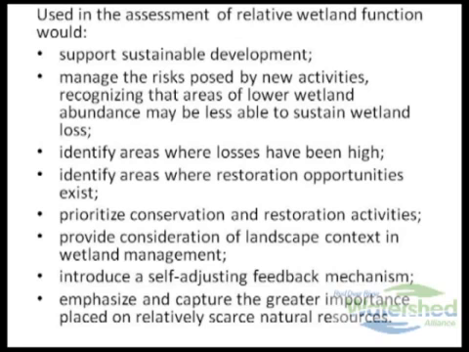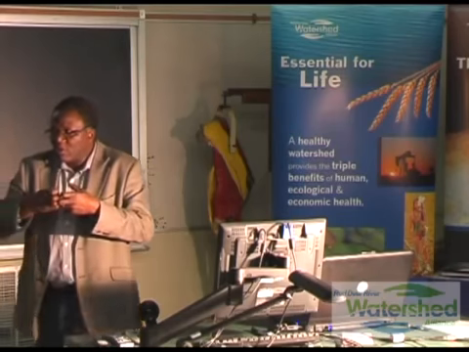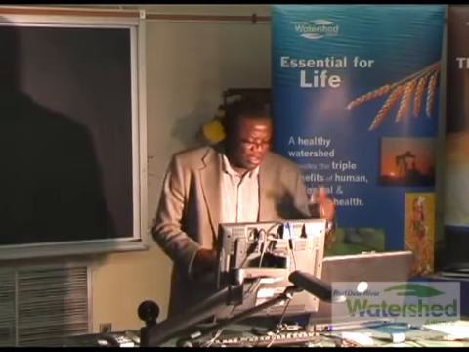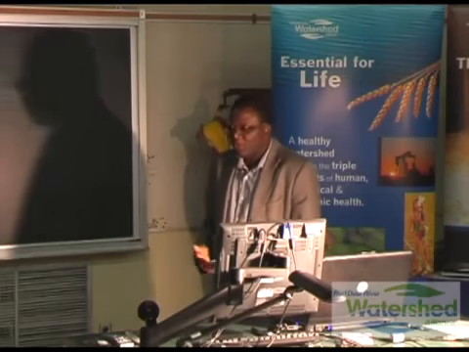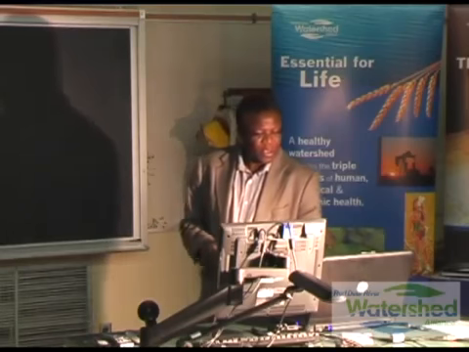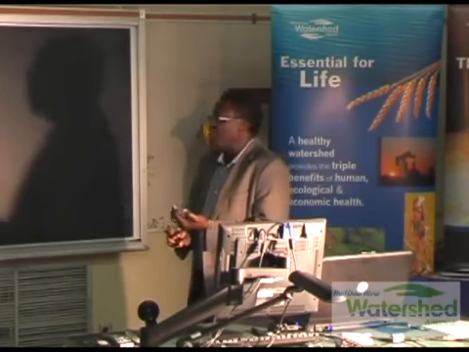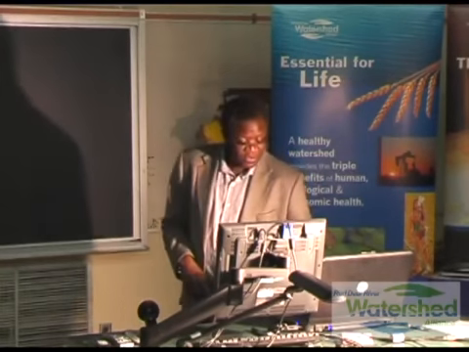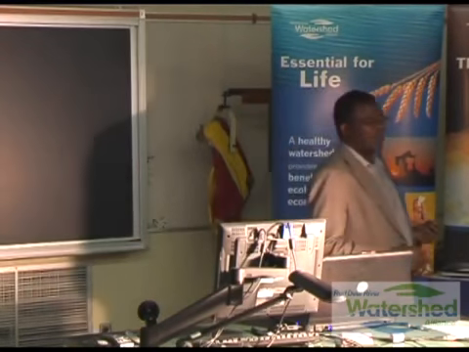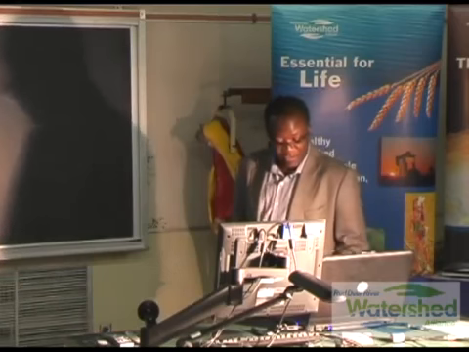So when we are looking at abundance, we are looking at historical, we are looking at current, and possibly the projected. Then it's going to help us to determine how to manage the wetland effectively. This will help us in identifying areas that can be restored, prioritize conservation efforts and restorative activities, but also it provides consideration of the landscape in terms of context of wetland management.